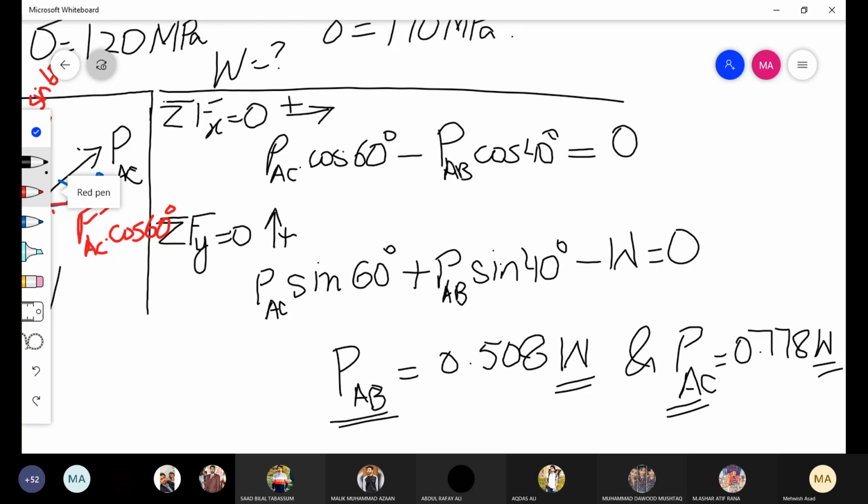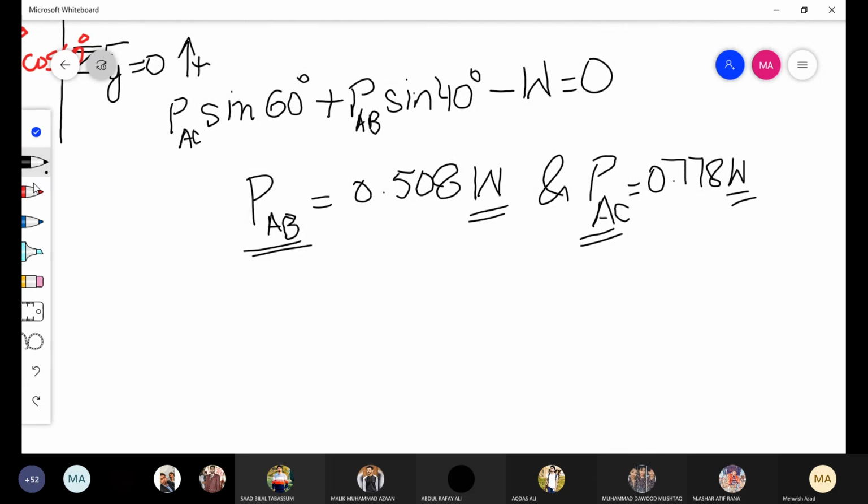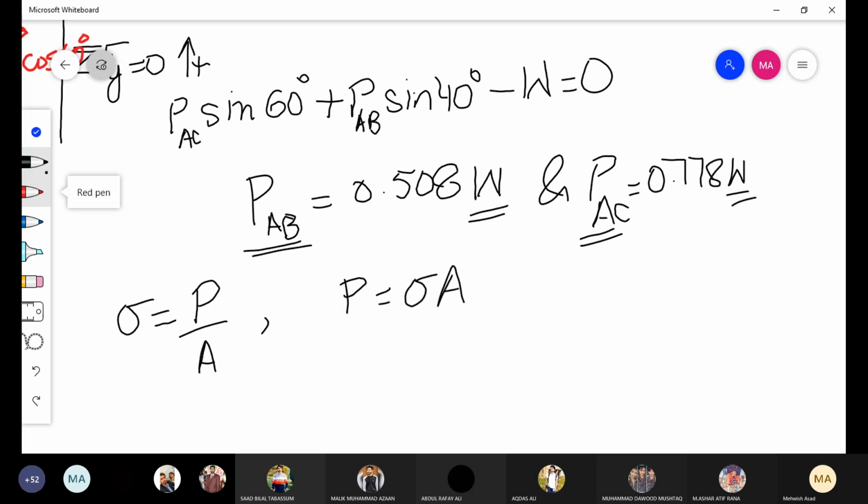So one by one we will solve for both stresses. The maximum safe load will then be calculated. So we know that sigma is equal to P over A. हमने एक equation अपनी derive कर ली थी. So we will use the same equation. We said that sigma is given by P divided by A, or you can say that P is equal to sigma into A.